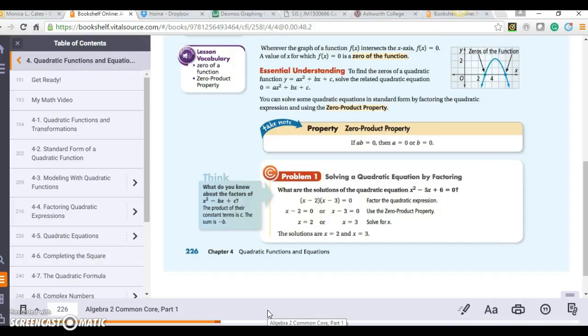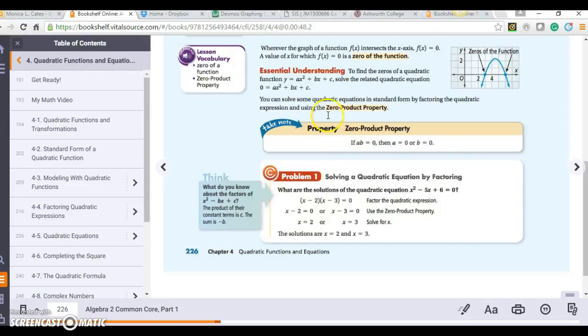Just to let you know, another word for solutions would be zeros of the function. So we're looking for the zeros of the function or the solutions, and the zeros of the function are the places where it crosses the x-axis. So those are known as my zeros.